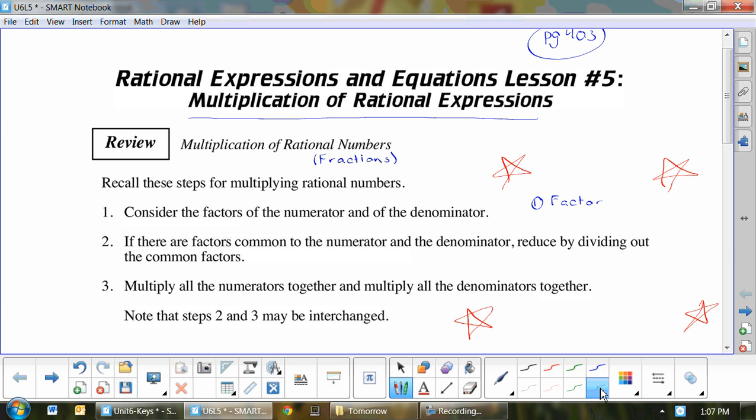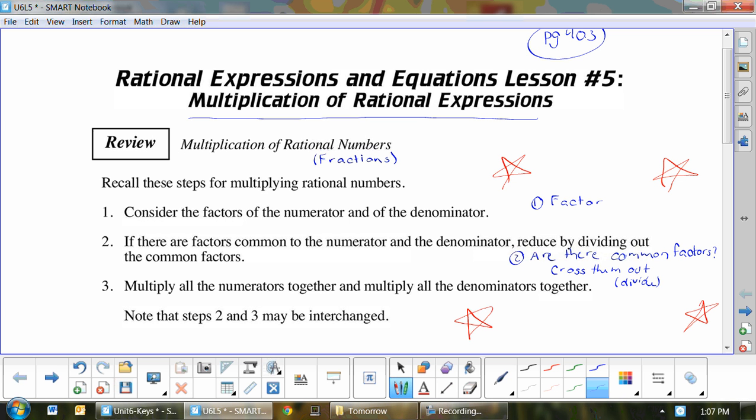Then they say if there are factors common to the numerator and the denominator, reduce by dividing out the common factors. So the next thing you do is you ask yourself, are there common factors? Then cross them out. Divide.